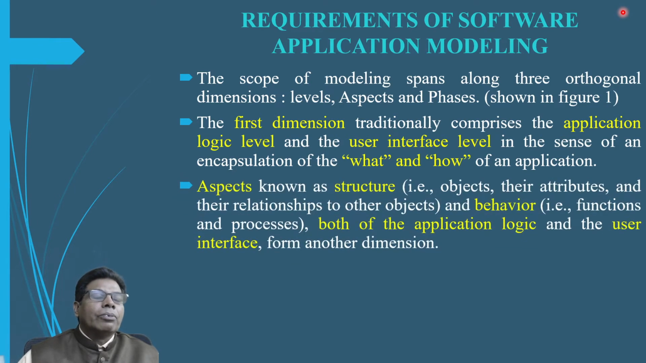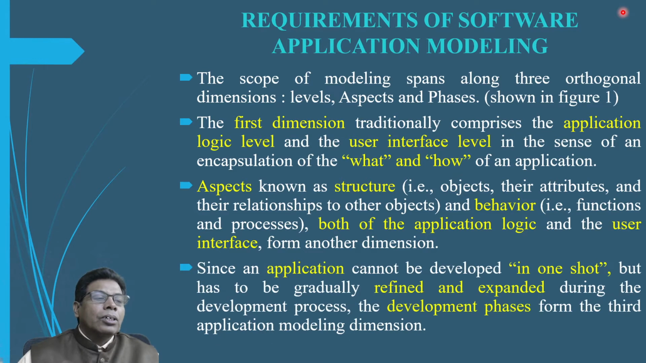Then next we have the aspect. So aspect known as the structure. So here structure means we have the objects and their attributes and their relationship to other objects. That forms the structure. And the behavior, that is we have the functions and processes. So that defines the behavior. These 2 aspects will be for both application logic as well as the user interface. So that will form another dimension, that is the aspects.